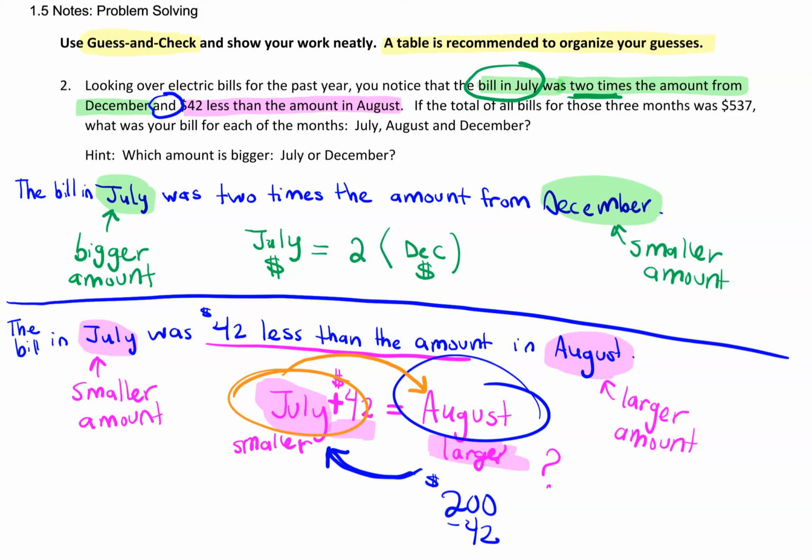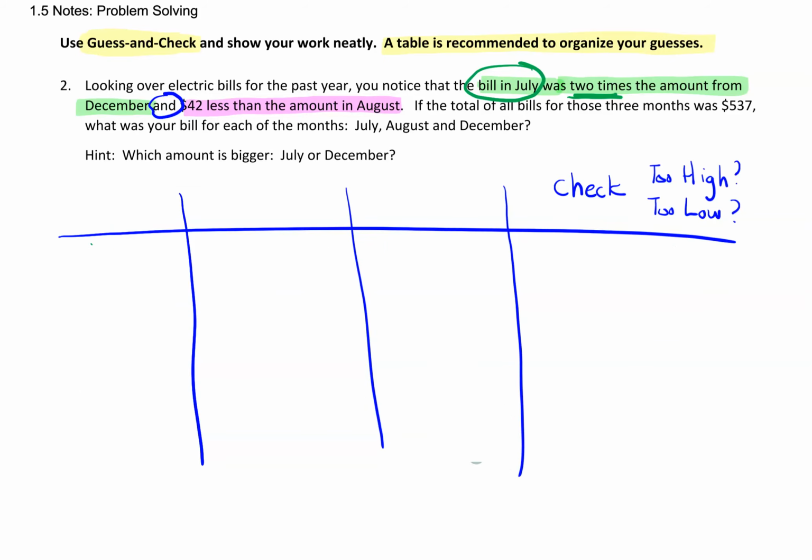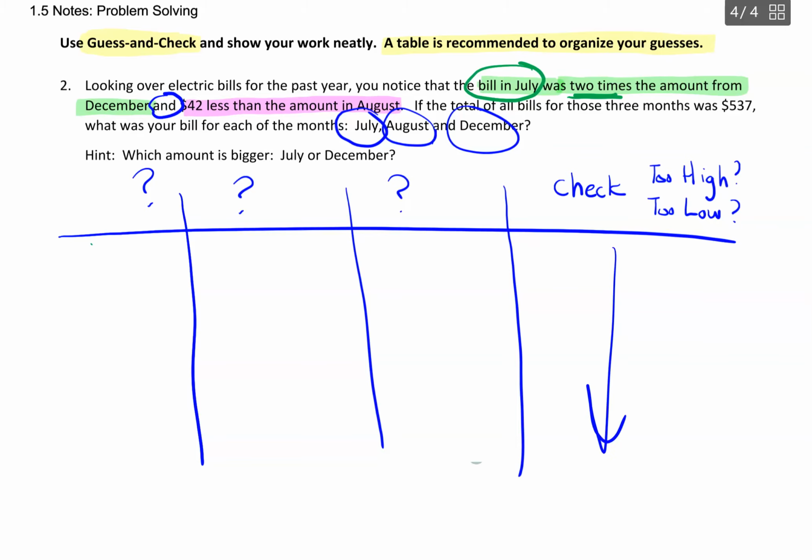So let's organize all of this in a table. So we have 3 unknowns. We're trying to find the bill for July, for August, and for December. So I made 3 columns for guesses, and then I made a column for my check.